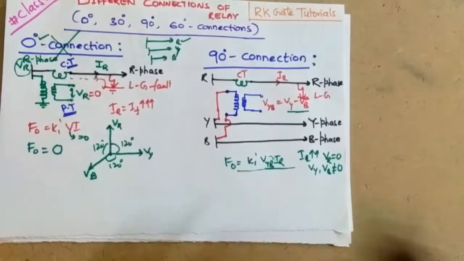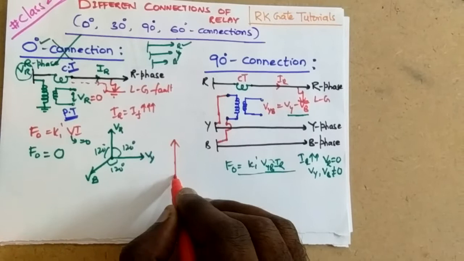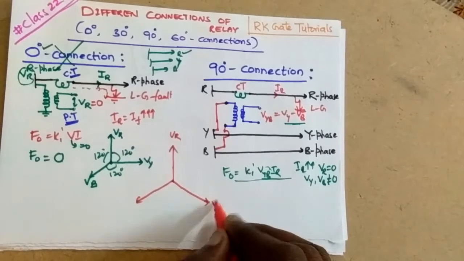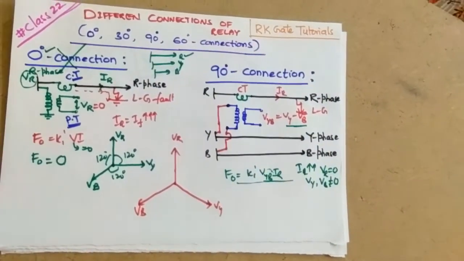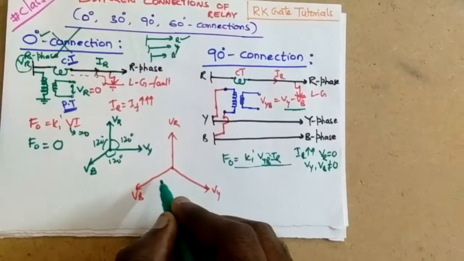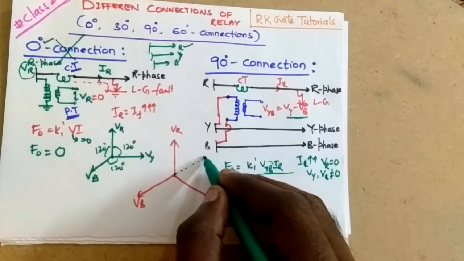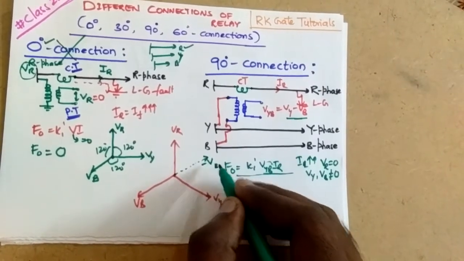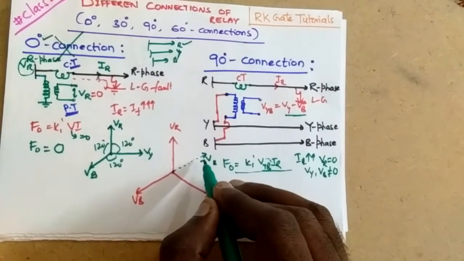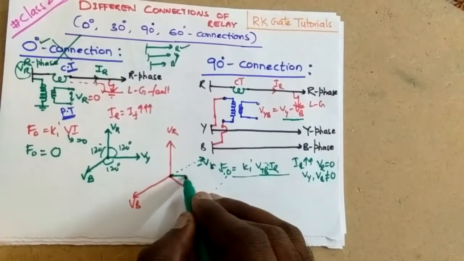Then let us see the phasor diagram. This is the reference, this is VR, this is VY, and this is VB. Now we are calculating VYB. Where is VYB? Here VY is already there. This is minus VB. The addition of these two, VY plus minus VB, we will get here somewhere.